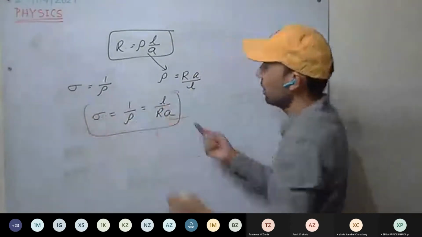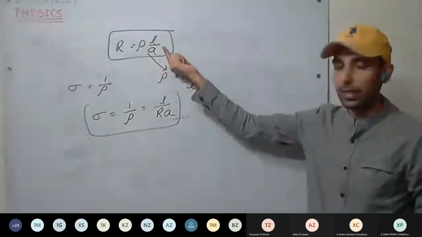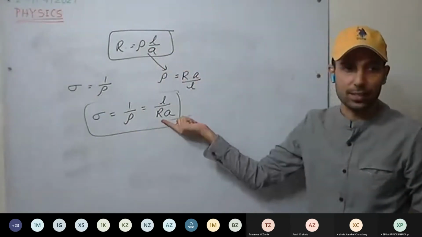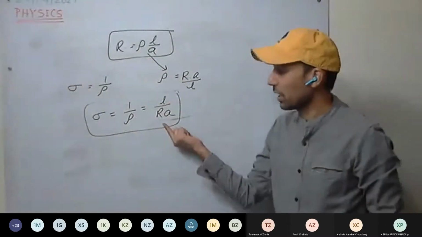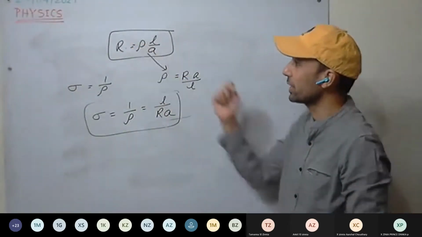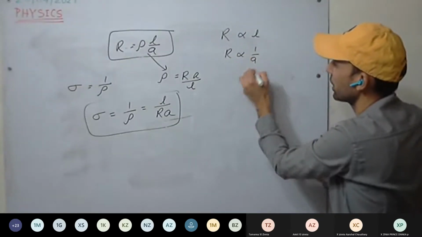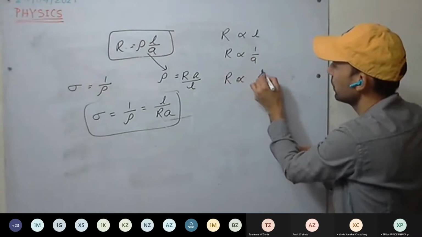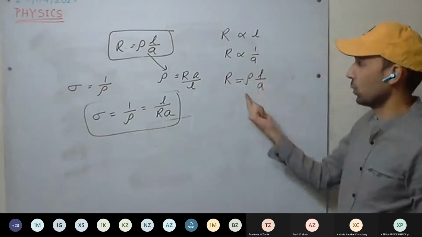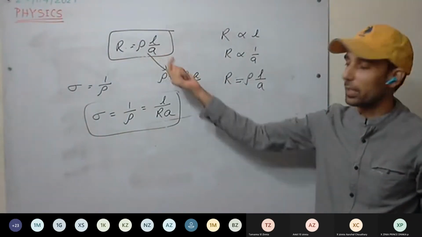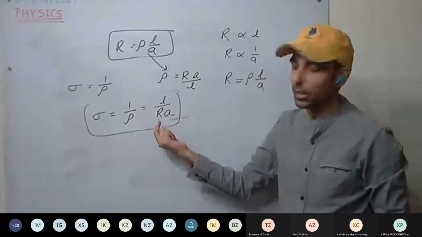Understood now? There is no need of remembering this equation. If you remember R equal to rho L by A, you can easily derive that. And this as well is very easy. Resistance is directly proportional to length and inversely proportional to area. So resistance is proportional to L by A, and when we remove the equal to sign, the proportionality constant is rho. From that you can derive the equation for conductivity. It is the one we will use least.